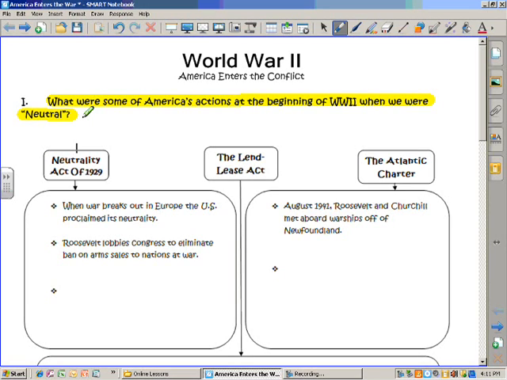And as you'll see, the U.S. wasn't entirely completely out of this war. They weren't entirely neutral. The first thing we're going to look at is the Neutrality Act of 1939, the Lend-Lease Act, and the Atlantic Charter.